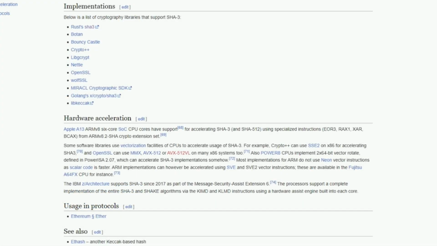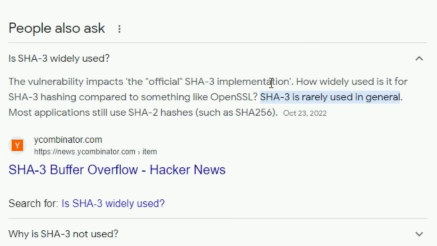It has to be implemented by a developer for it to actually run the algorithm. And as you can see, the implementations listed below are not related to gaming in any way, and apparently in general, SHA-3 is rarely used. Now yes, this can depend and there might be the one-off occasion where the SHA-3 algorithm would be used, but it would never be in a gaming application.